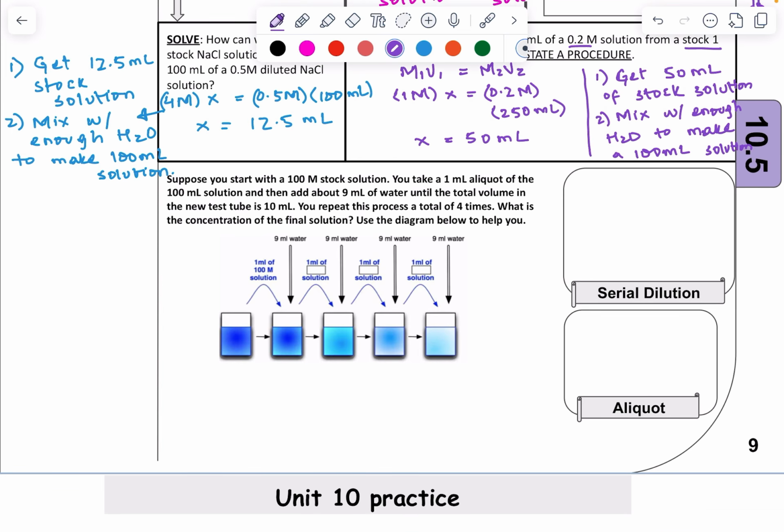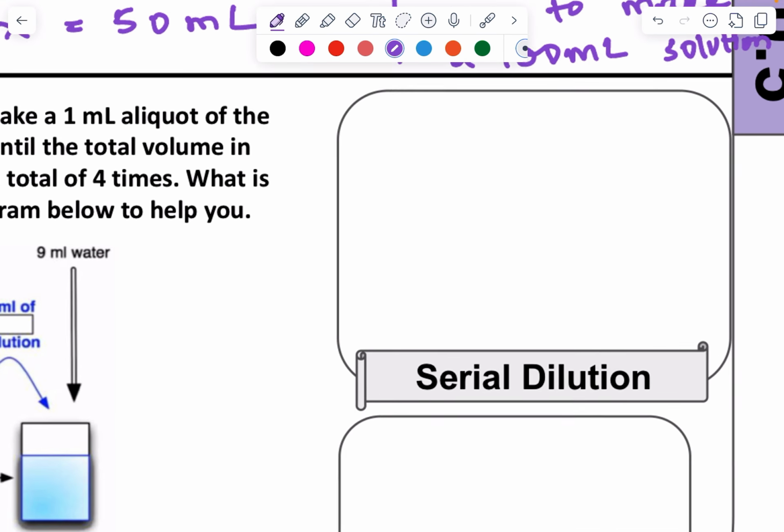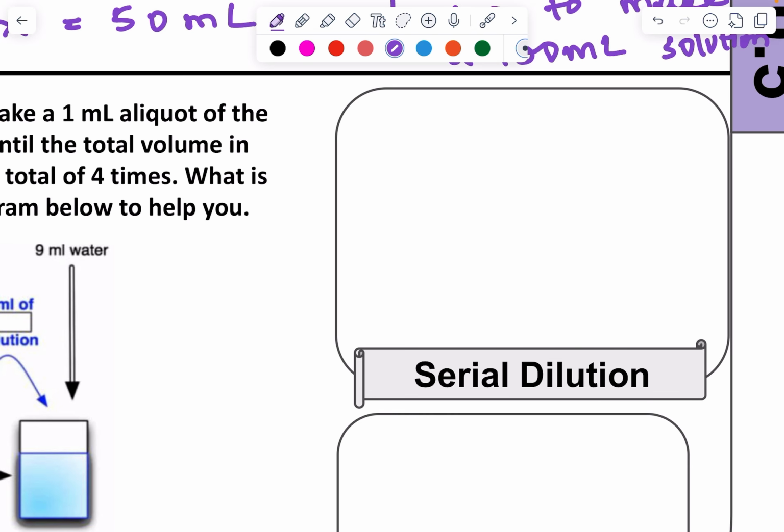Sometimes we can also do serial dilutions, which is when we don't stop at just one diluted solution. We start with the stock solution and then make the first dilution, then use the first dilution to make the second dilution, then use the second dilution to make the third. So this is called a serial dilution, which is a series of dilutions using the stock solution.